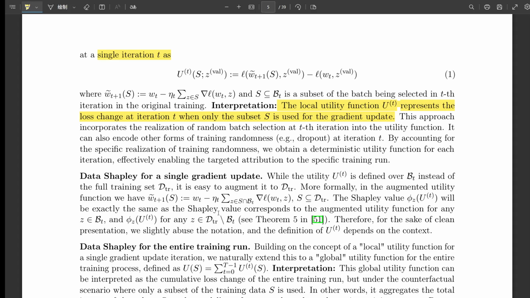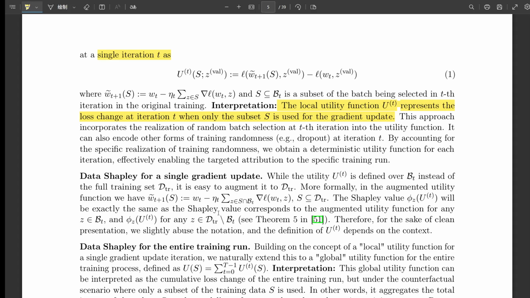And importantly, it satisfies the efficiency axiom: the sum of all the individual data point values equals the total improvement in validation loss over the training. That's very elegant. It avoids the need for retraining by breaking it down iteratively. But how do you actually calculate those per iteration Shapley values efficiently inside the training run? That still sounds computationally tricky.